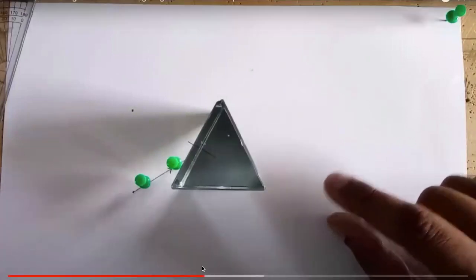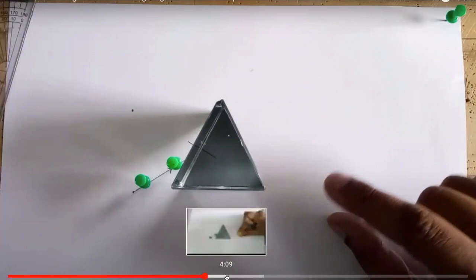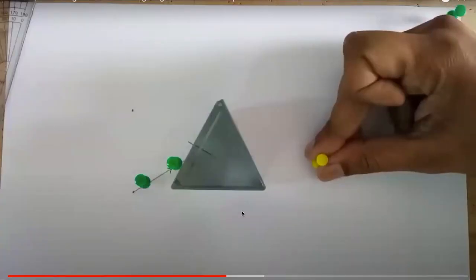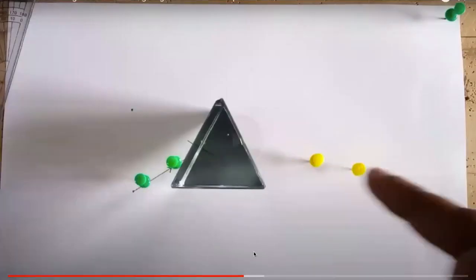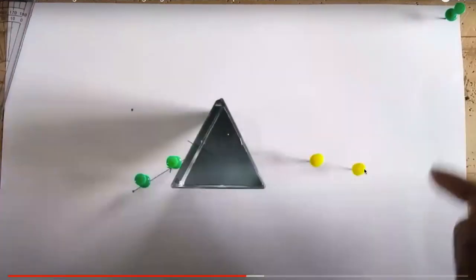I'm just going to skip this part because we already know it. By looking inside, he's going to place two pins again. I'll show you how it looks. When he was looking from here, it seemed as though these two pins are like this. Why is it happening? Because the emergent ray is like this, so the light traveling from here will be visible to our eye like this. So when we are seeing from here, it feels as if this is like this here.